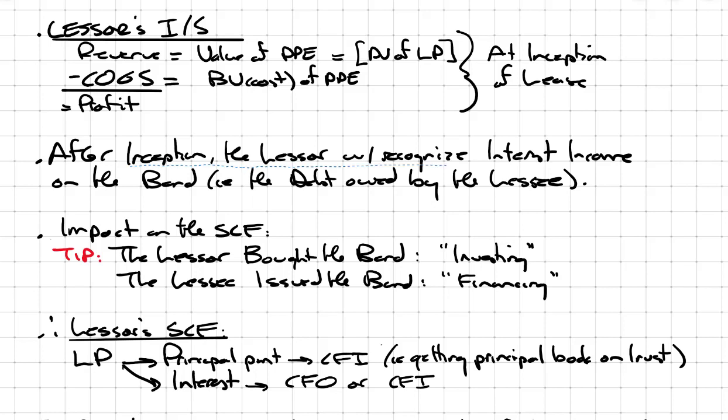After the first day of the lease, the lessor will recognize interest income on the bond, which is the debt owed by the lessee. So we have to remember that in a finance lease, the lessor is holding an IOU or debt that's issued by the lessee. And as long as you're holding debt, you're going to be earning interest income.